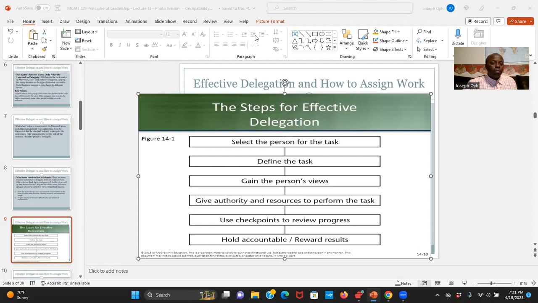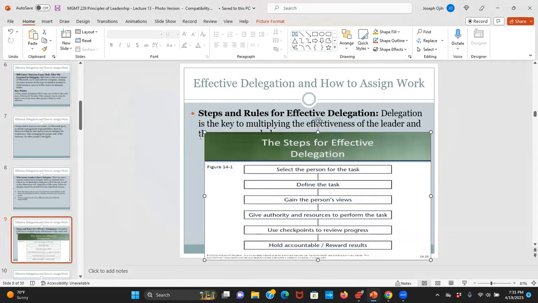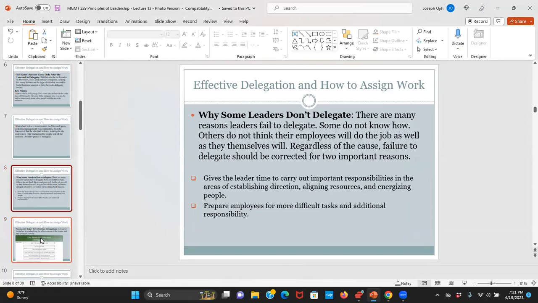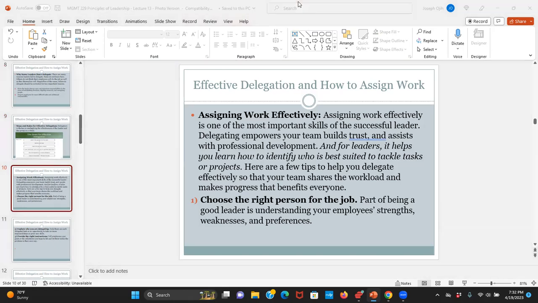Okay. Now, this brings us to the next thing we want to focus on. Let me remove this. So this brings us to what we call assigning work effectively. It's part of the delegation exercise. Assigning work effectively.